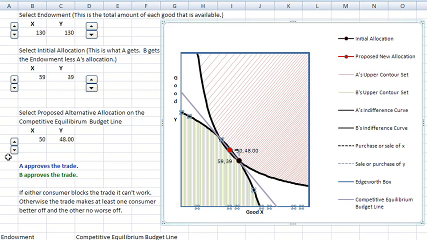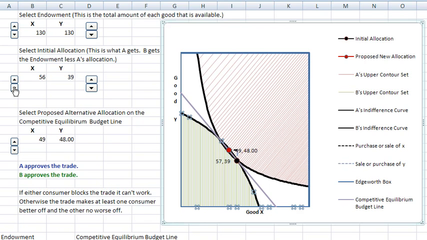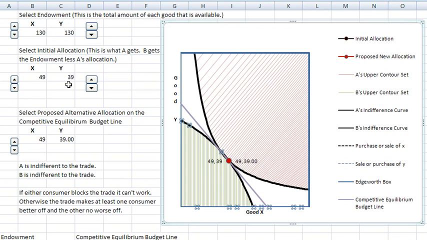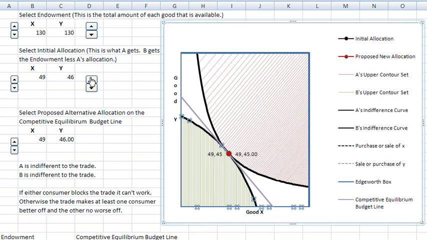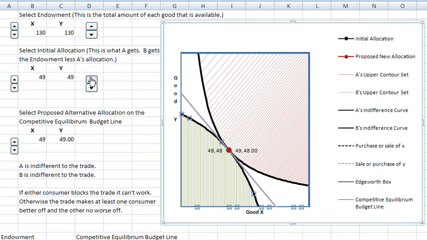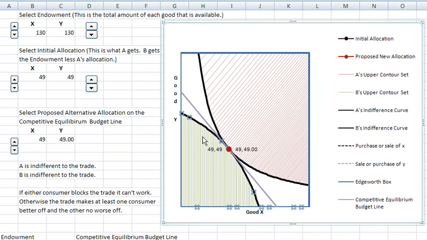Let's try that, and in fact, I know that's the actual competitive equilibrium. So let's move this to 49, 49. This is the competitive equilibrium allocation. So I'm going to move x to 49 here, and I'm going to move it to 49 over here, and let's take a look at what it looks like when we're done. There we are, and notice what happened.